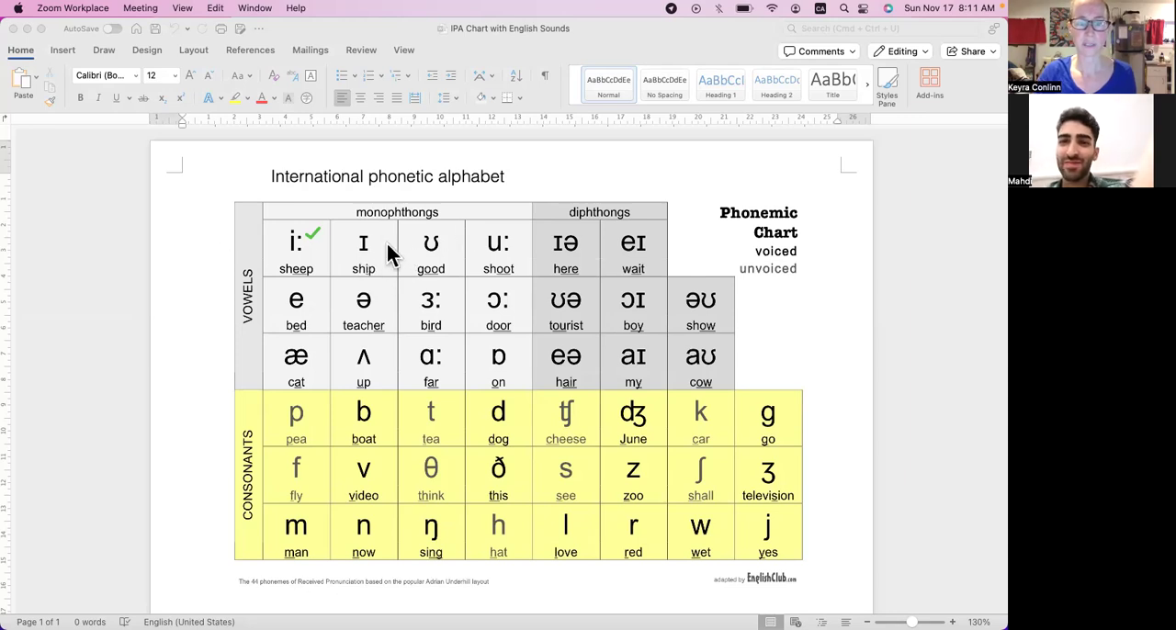Then we have the short I sound. It, it, it. Notice there's no movement and my mouth is only open a little. It, it, it, it. Like ship, ship, ship.